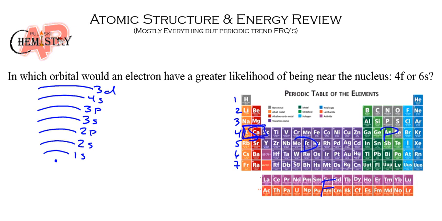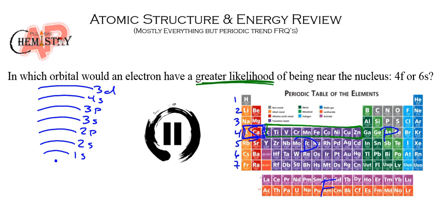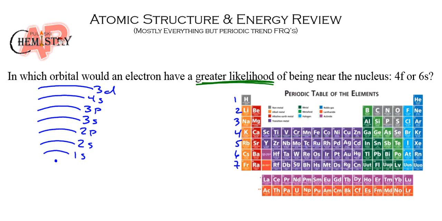So right here is my 4s. This whole block is my 3D. So all you need to do is find the 4s and the 6s. Whichever one comes first on the periodic table will have a greater likelihood of being near, closer to the nucleus. Pause the video and try to determine which one would be the proper answer.